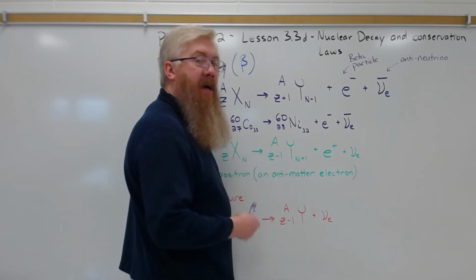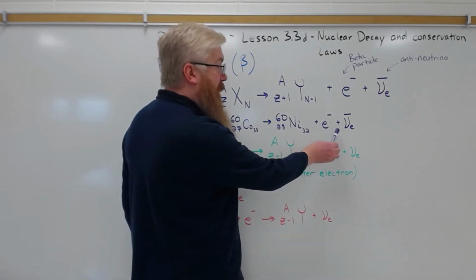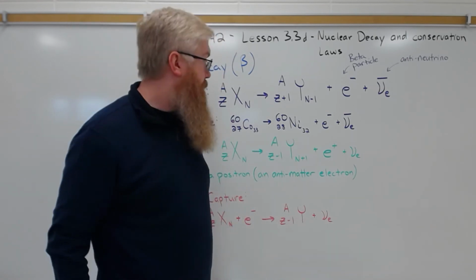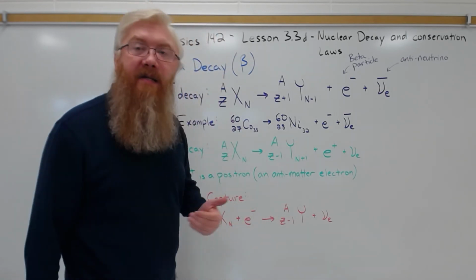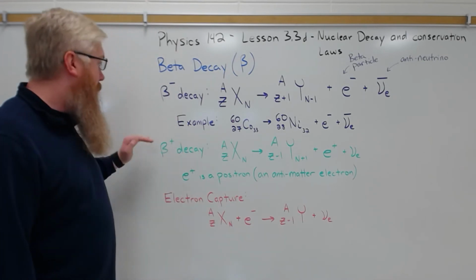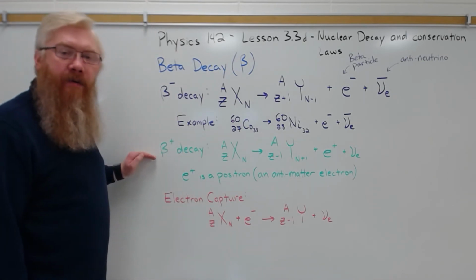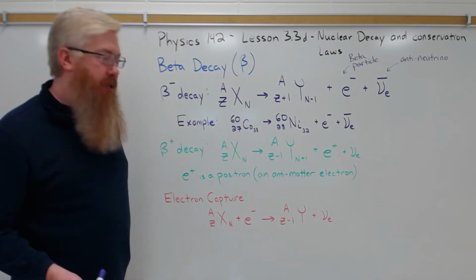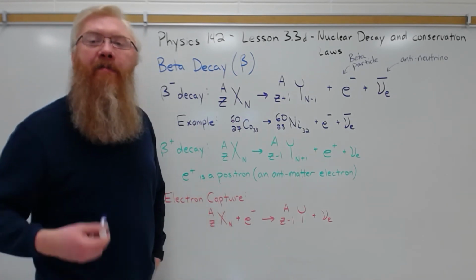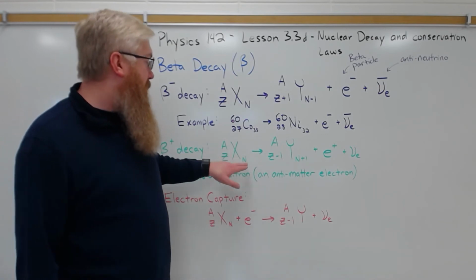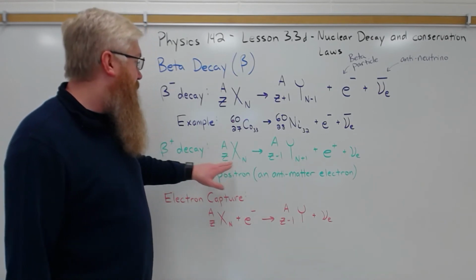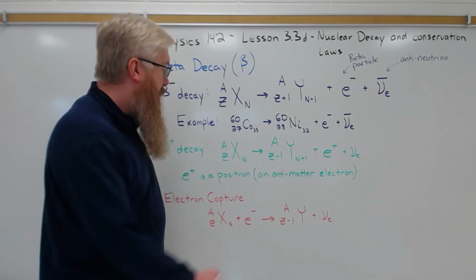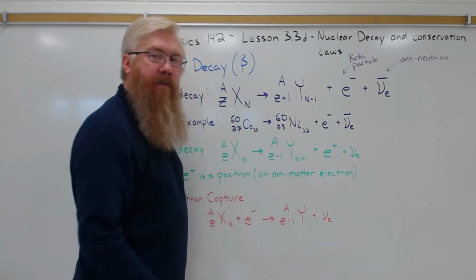Because a neutron becomes a proton, it spits out an electron and an antimatter neutrino that goes flying off. That is beta minus decay. Beta plus decay is the exact opposite in terms of charge. Instead of a neutron becoming a proton, a proton becomes a neutron. So the proton number, or the atomic number, drops by 1. The neutron number increases by 1.